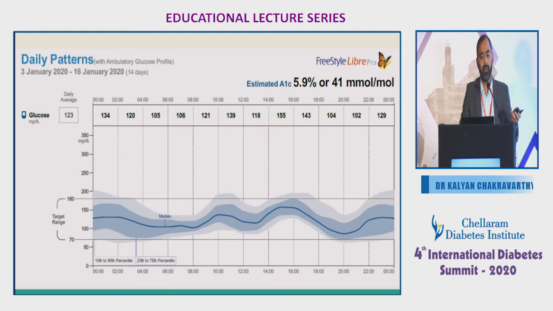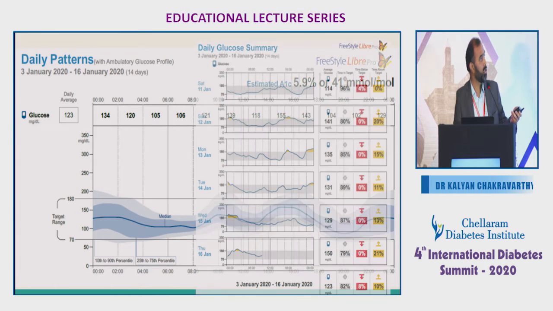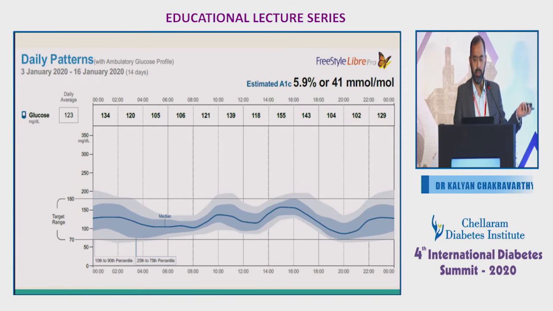So what should a graph look like? Let's say this is another patient who has an A1C of 5.9%. He does have some hyperglycemia at the end of the day, but if you look at his time in range for this, let's just assume, what would you guess the time in range is for this patient?